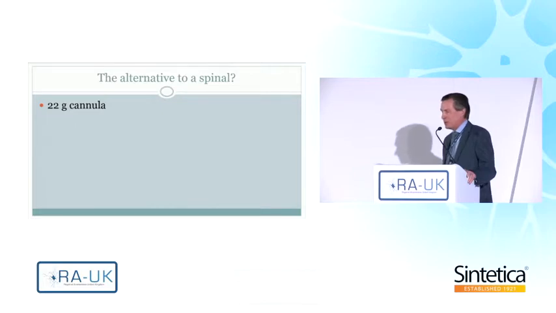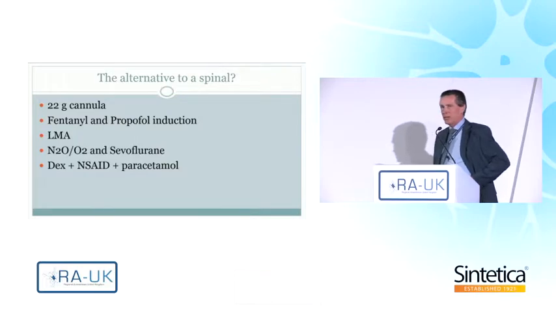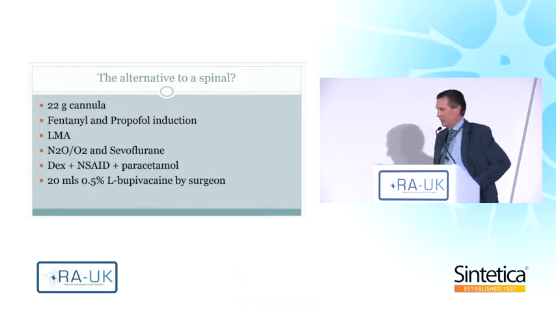What's the alternative to a spinal? Well, it's a 22-gauge cannula, a little blue one, okay? It's fentanyl, 50 micrograms in my case, when I do it, propofol induction, shove in an LMA, nitrous oxide, oxygen, sevoflurane, give them a bit of Dex, some intravenous NSAID, IV paracetamol, 20 mils of bupivacaine by the surgeon. We're changing that to 0.2% ropivacaine soon because of minor concerns about chondrotoxicity.